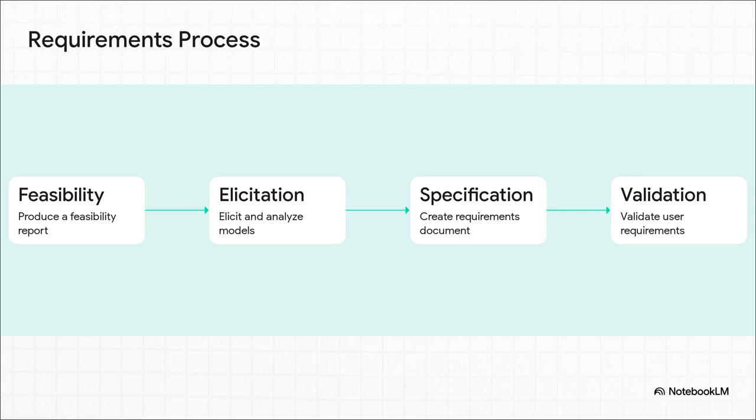First, a feasibility study to see if it even makes sense. Then, elicitation and analysis to figure out what the user actually needs. After that, you draft the formal requirements specification, and finally, requirements validation to confirm it's rock solid. If you don't establish the right services and constraints here, you're just perfectly solving the wrong problem.